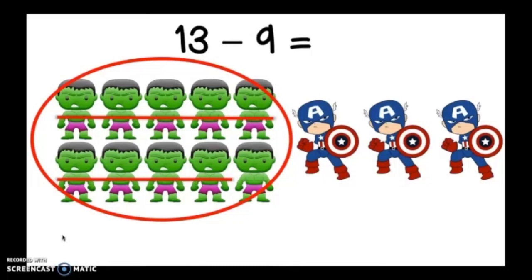All right, good. So friends, what would my answer be? 13 minus 9 equals... Did you say 4? Good job. You're right, because I have one little Incredible Hulk left, and then 1, 2, 3 Captain Americas. That means I have 4 left. Good job. We're going to go ahead and erase our boards or find a new spot in your math journal. We're going to try another one.